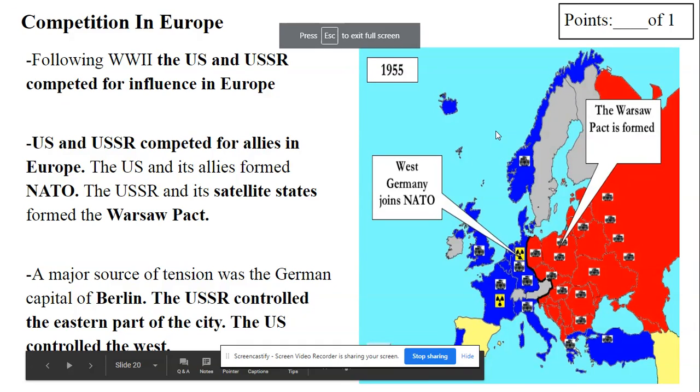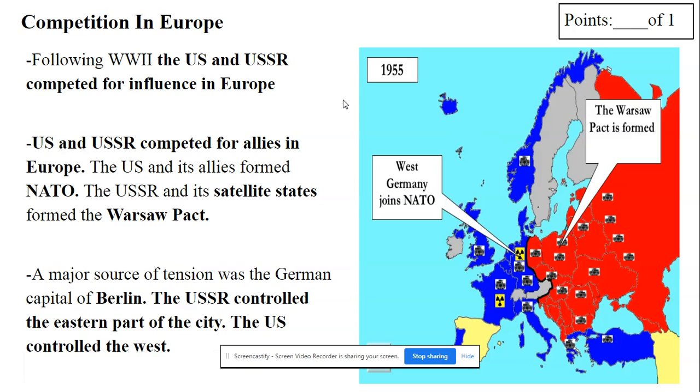Hey guys, so today we are going to continue to look at the Cold War, and we're going to look specifically at how it affected Europe in general and Germany in particular. So at the end of World War II, Germany had lost and the United States and the Soviet Union had won. The US and the Soviet Union competed to see who could convince more countries in Europe to join them.